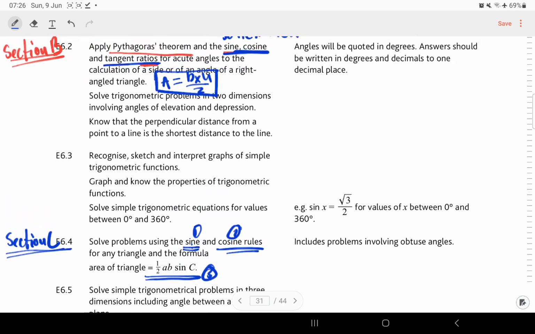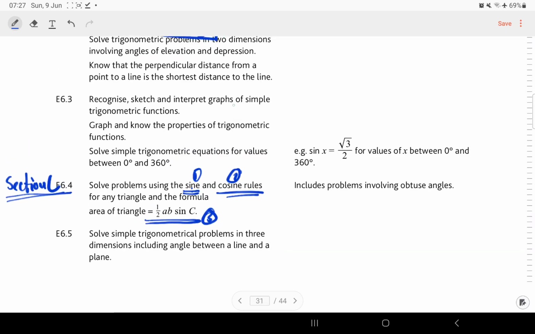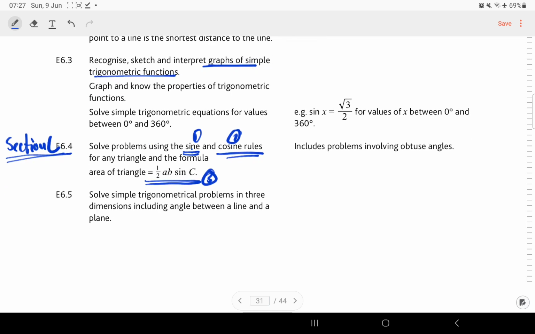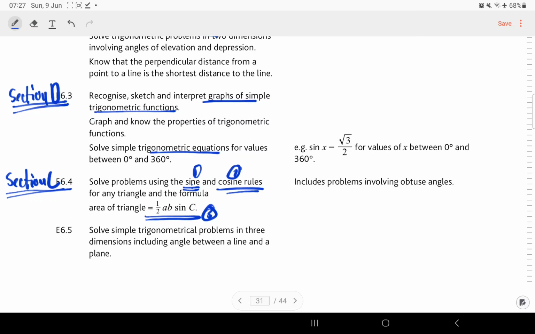You see it? And then here's the last thing. It is going to be here. There we go. Recognize, sketch, and interpret. Let me put it for you here. First is the graphs of trig functions, and then 2 would be the trig equations. So that is our section D. Remember, we agreed to just call it section D, not that it's actually called that in the syllabus. 1 is your graphs, and 2 is your trig equations.